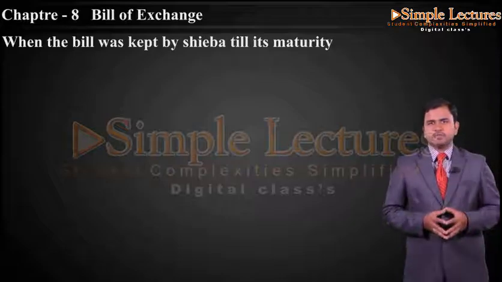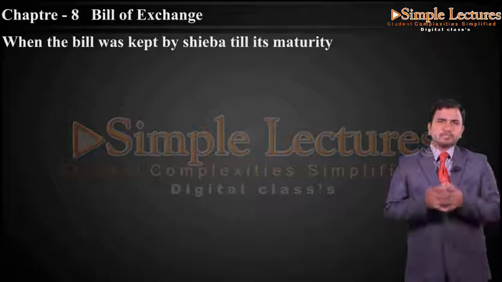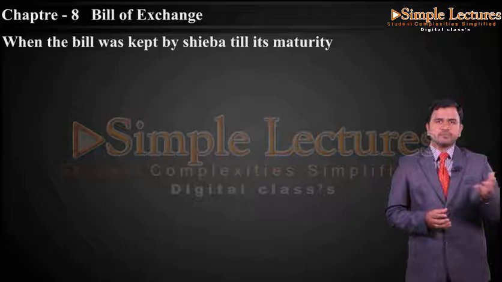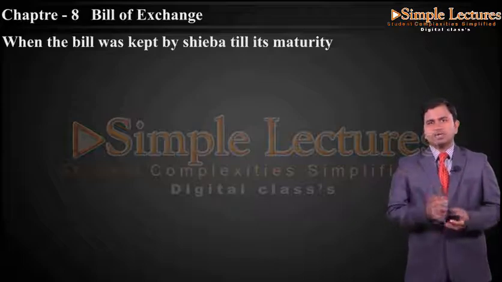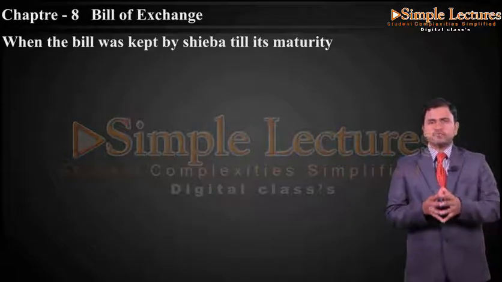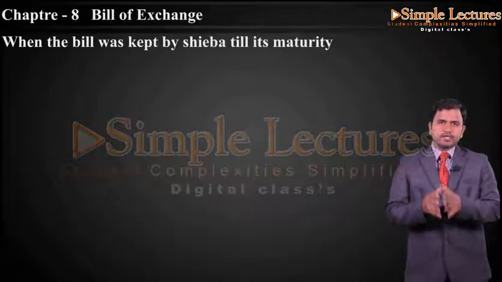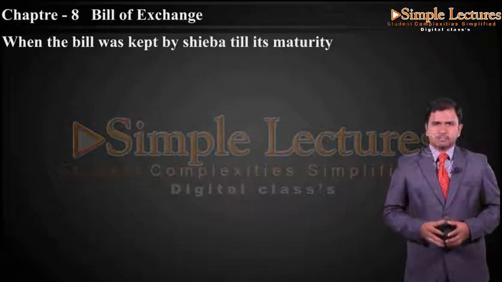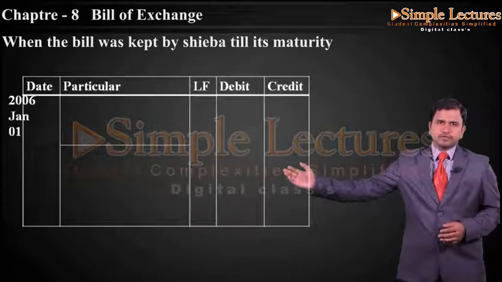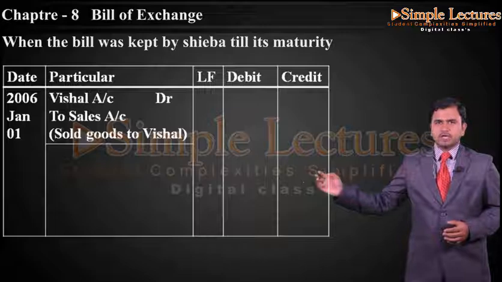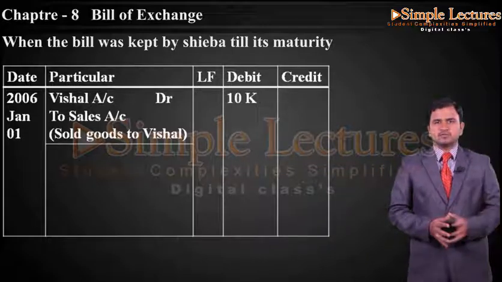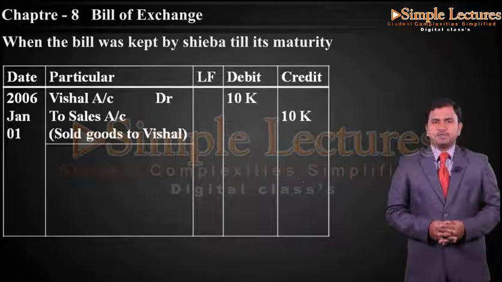So, the first entry will be for the credit sale which is made by Sahiba to Vishal. Here, Vishal is a person who is going to purchase the goods from Sahiba on credit. Whenever the goods are sold to a particular person on credit, the person's name will be debited instead of cash. So, here the entry will be on 1st Jan 2006, Vishal account debtor to sales account, 10,000 debit and 10,000 credit. Narration being goods sold to Vishal on credit.